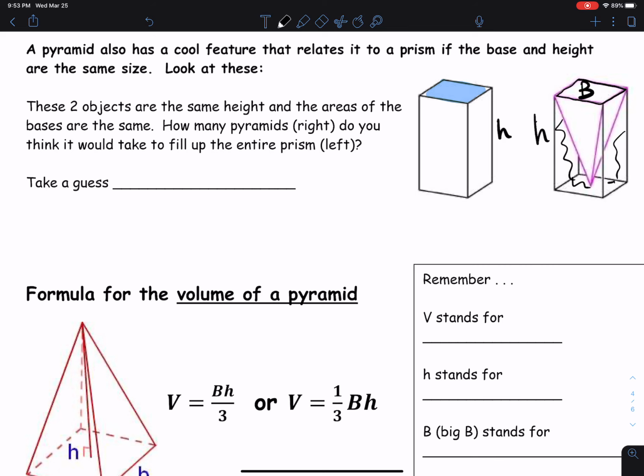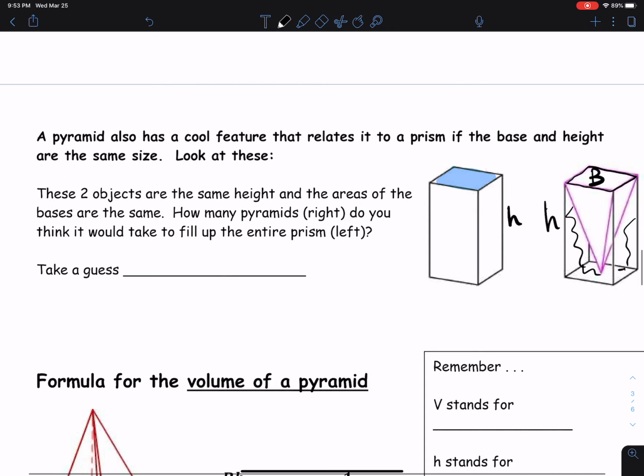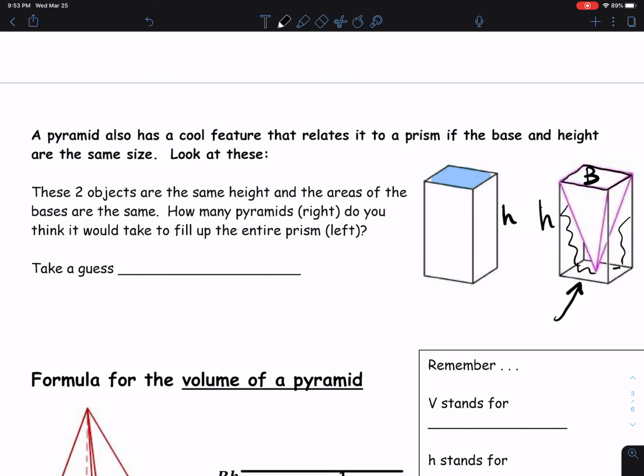So it says these two objects are the same height and the same areas of bases, and the areas of the bases are the same. How many pyramids, so over here, how many pyramids do you think it would take to fill up the entire prism? And there's a cool video that I'm going to see if I can find really quick that actually demonstrates this.